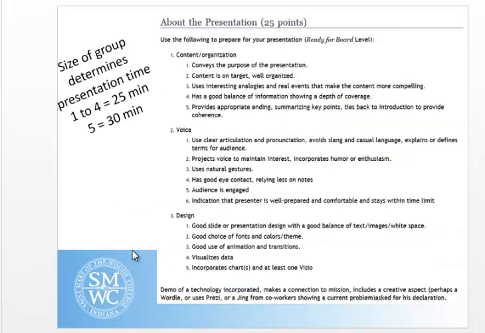And then this talks about the presentation. Please disregard the 1 to 4 is 25 minutes and the 5 is 30, because we now have 16 people or so in the class, or maybe 15. I'm not sure yet. So it is possible that we may need to reduce the amount of time.